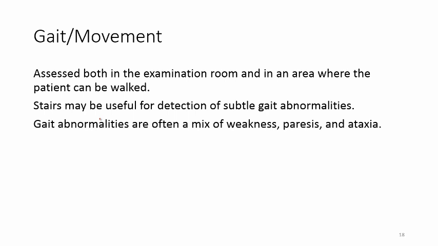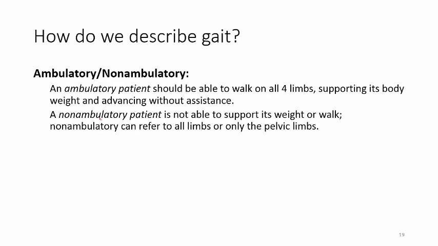Is it ataxia? Is it paresis? Is it a mixture? Is it weakness? So we want to start thinking about looking at these patients and putting some of these labels on them. So how do we describe gait? Well, I describe gait as either ambulatory or non-ambulatory because that's the easiest way to start. An animal can be ataxic, but if I'm describing the gait, they may be an ambulatory patient that is ataxic. Obviously, a non-ambulatory patient is not going to be able to be ataxic. But I think ambulatory and non-ambulatory is pretty self-explanatory.